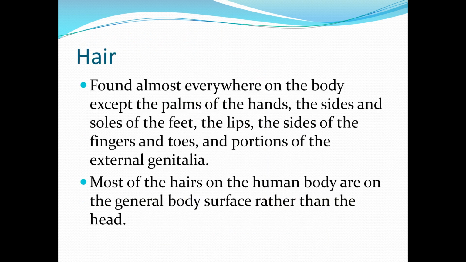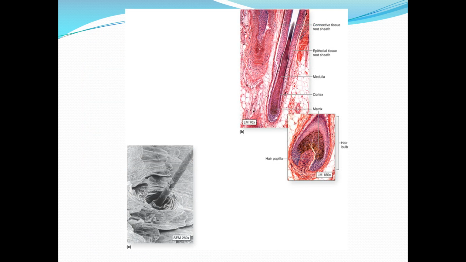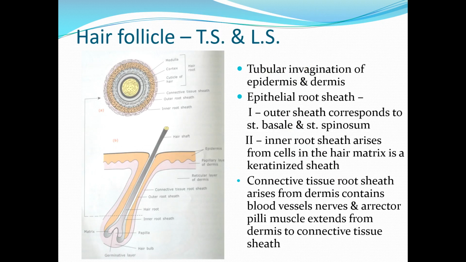Now we will see the hair. Skin appendages, hair. Hair consists of the hair shaft, root and the hair follicle. Hair shaft consists of the medulla, cortex and the cuticle. The medulla consists of large keratinized cells, only in the thick hairs. Cortex, several layers of cornified cells. Cuticle, several layers of keratinized squamous cells.